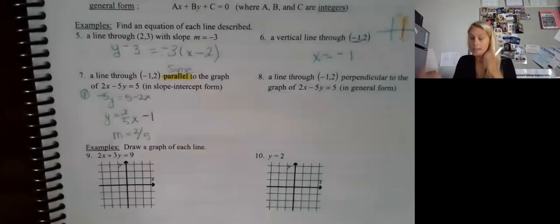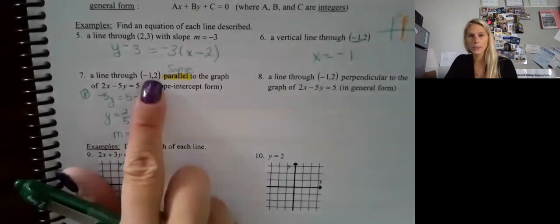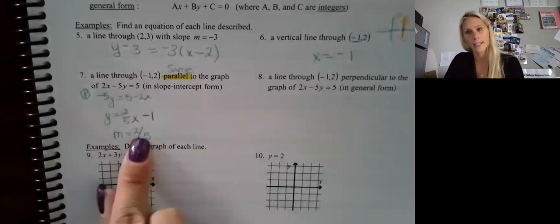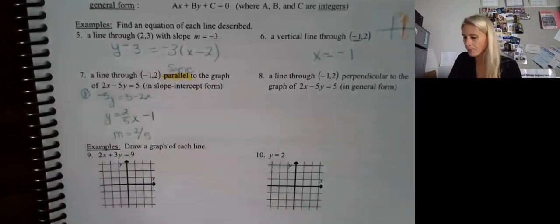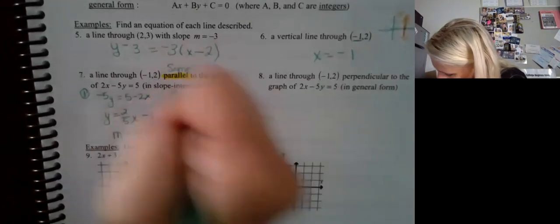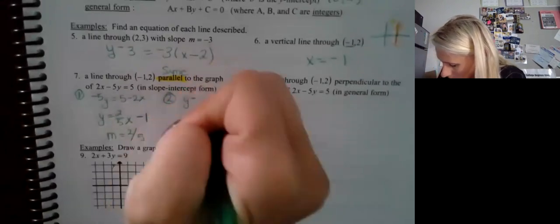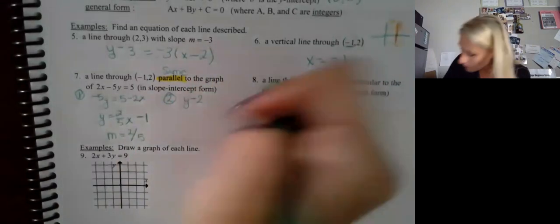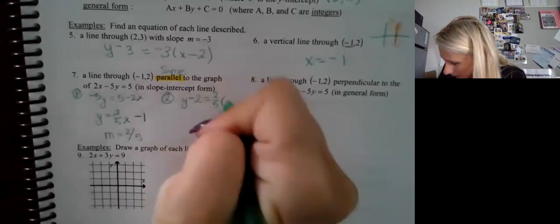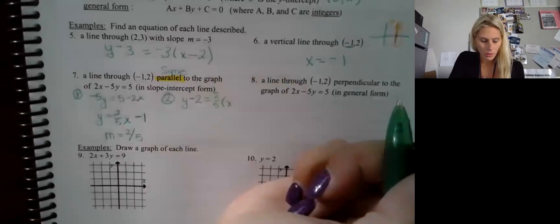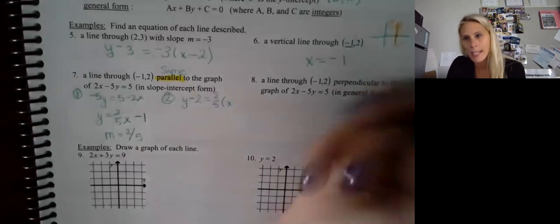Okay? All right, so it's parallel. So we know we're using that slope, and we know it goes through this point. So the second thing we're going to do is put this in point slope form. Just like we did above, it's y minus y1, which is in this case 2, equals the slope 2/5 times x minus x1. Well, I would say x minus -1. Well, what's x minus -1?